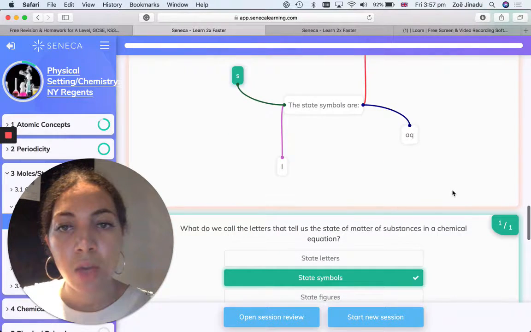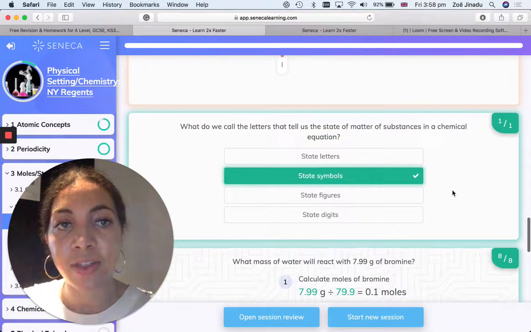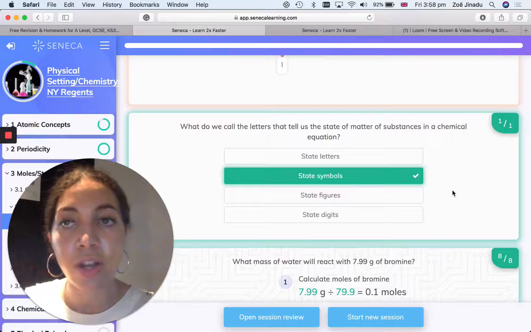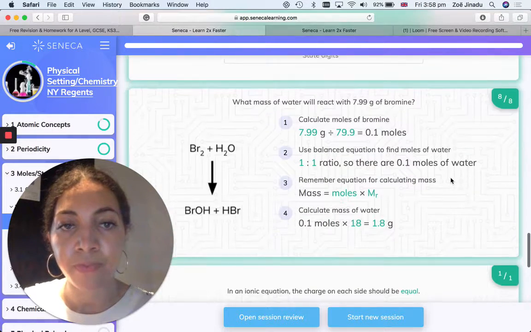What do we call the letters that tell us the state of matter of substances in a chemical reaction or chemical equation? And the answer is state symbols.